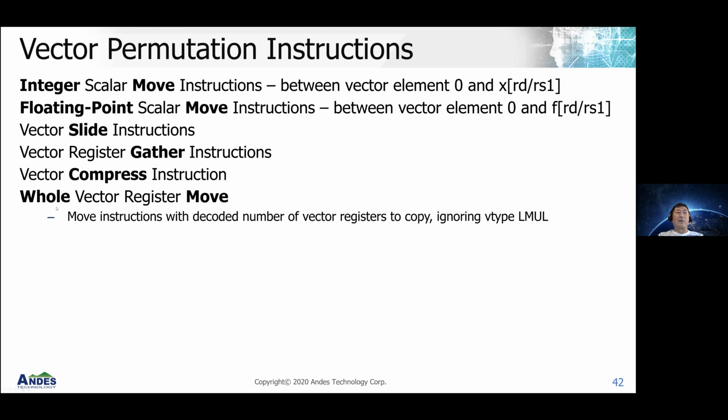And so this whole resemble is basically similar to the load store with the vector register, the whole register load store move. This is basically that copy one to the other, and you ignore VType and then LMUL and all that. It's just one register at a time. Okay, so I'm going to spend some time on this slide, gather, and compress instruction.